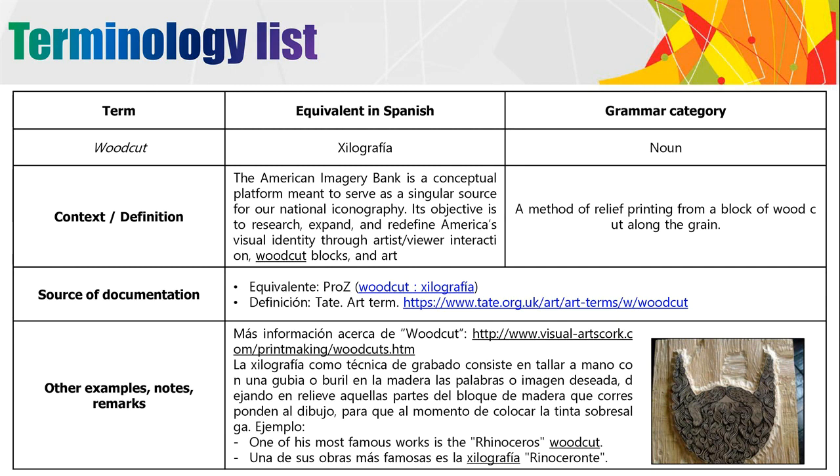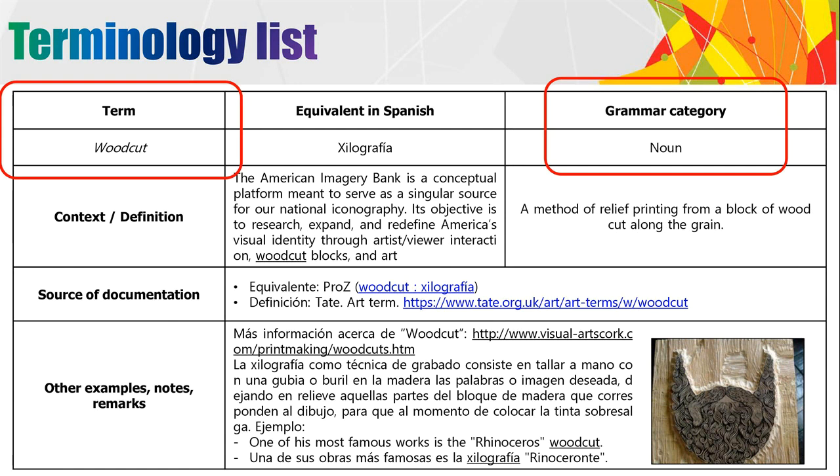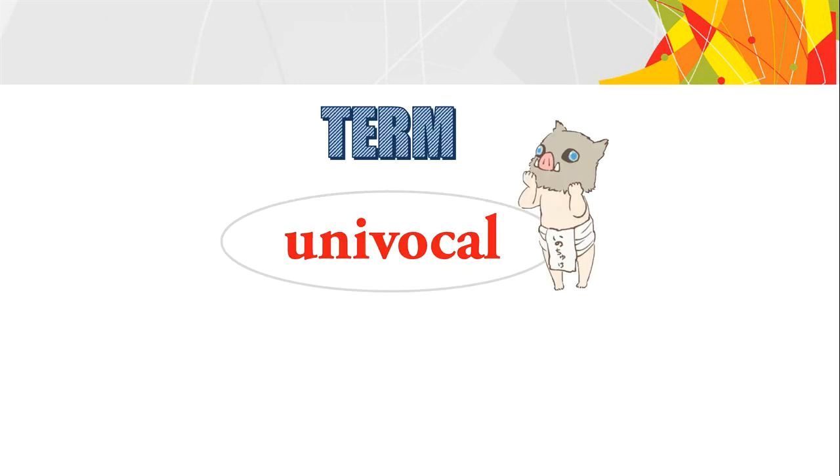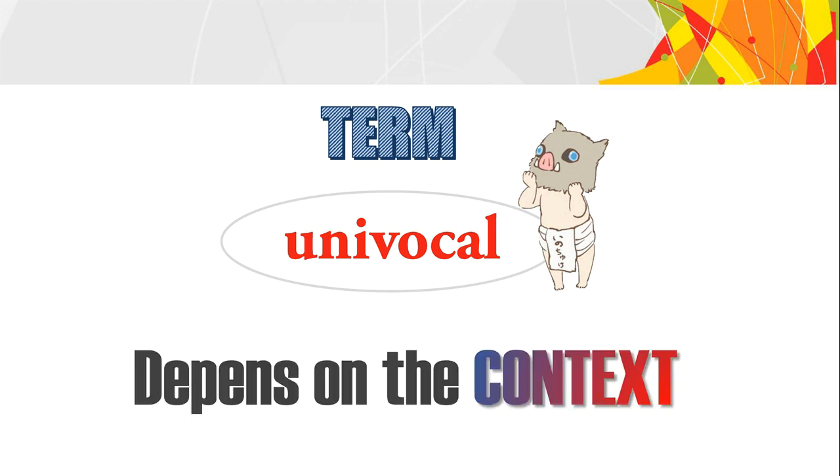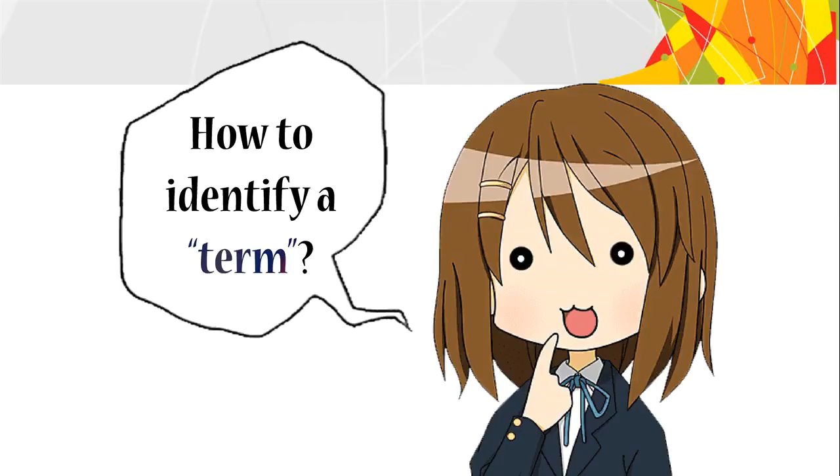So first of all, the term. Every term has the characteristic of being univocal. So it has only one meaning, but just a single term can change its meaning depending on the context in which it is used. Yes, polysemic words. And that's why terminologists work on describing one notion in a specific way in order to differentiate it from other notions. But how to identify a term?